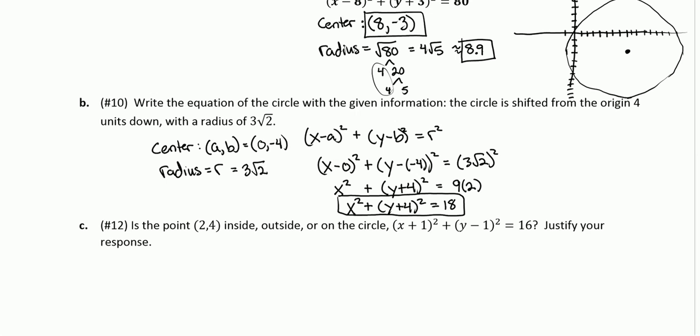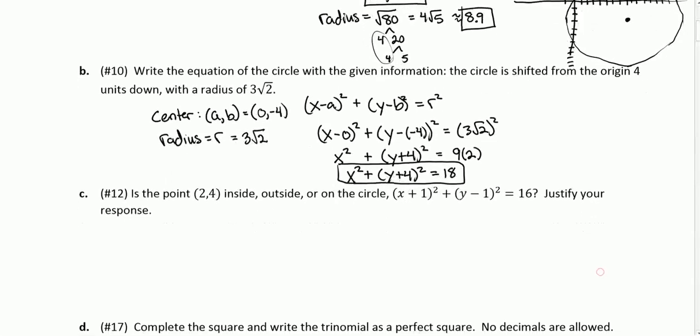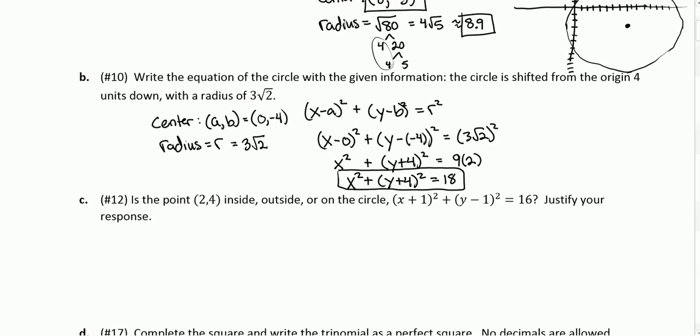Our next problem is taken from number 12 in our homework. And it's asking, is the point (2, 4) inside, outside, or on the circle (x plus 1) squared plus (y minus 1) squared equals 16. So from the equation we can see that the center is going to be at negative 1, 1. We can also see that the radius is going to be the square root of 16, which is 4.